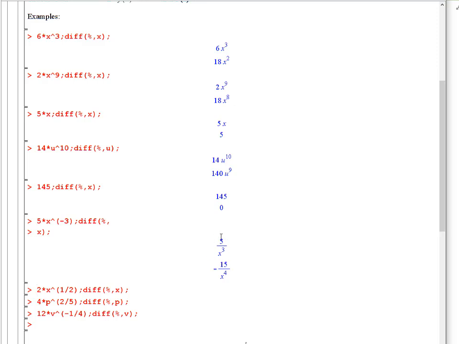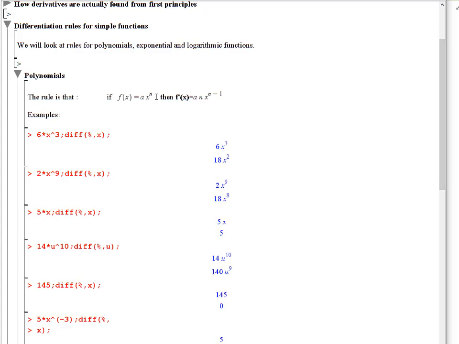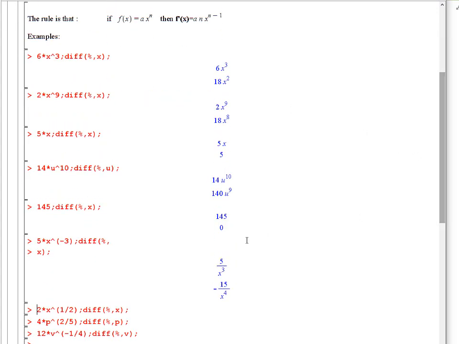So when you see this, when you want to use this rule, which I've given you up here, you have to remember that 5 divided by x to the power 3 is equal to 5x to the power minus 3. When you see this, it is exactly the same as 5x to the power minus 3.